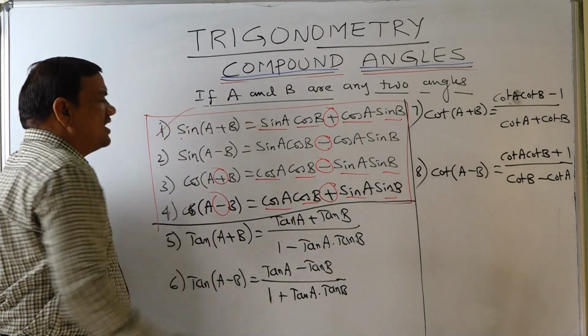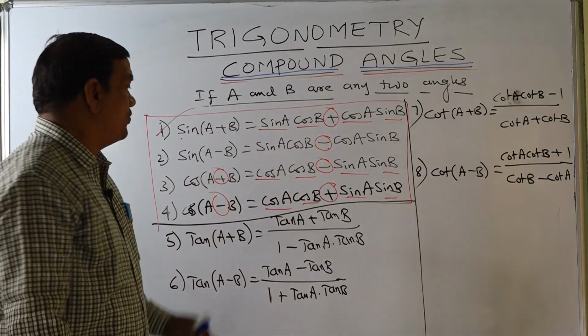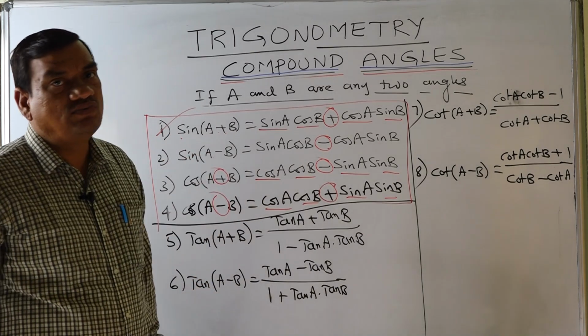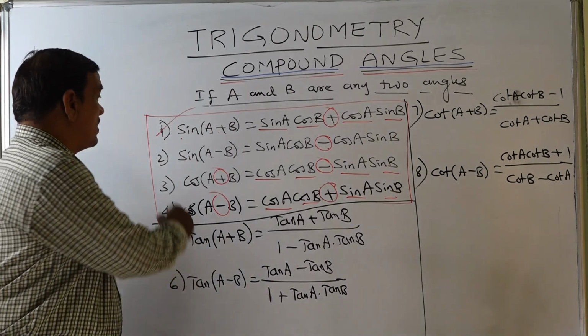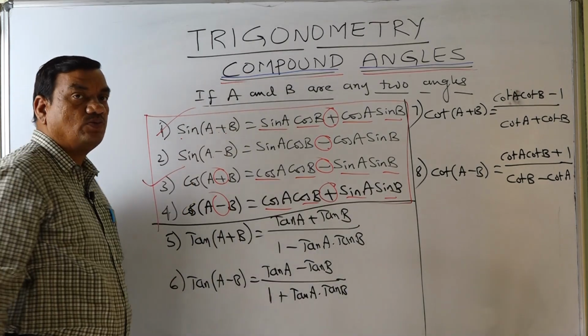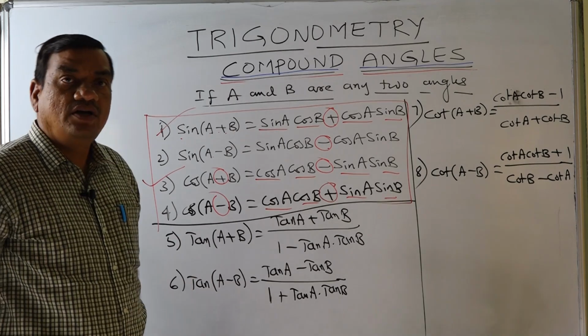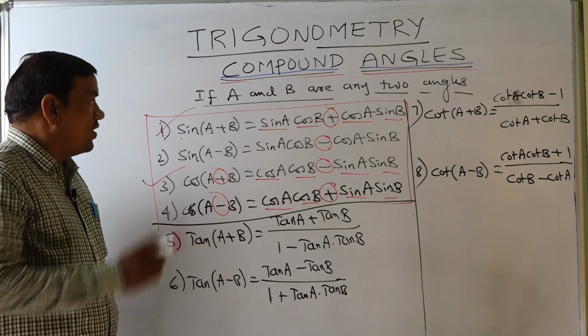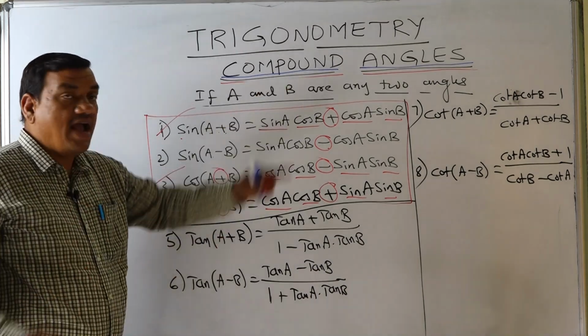For sin of A plus B, the proof is also there. If you know the formula for sin of A plus B, the remaining formulas will follow as usual. So the formulas for sin of A plus B and cos of A plus B have derivations. Okay? Right. So for any A and B, these four formulas are valid.